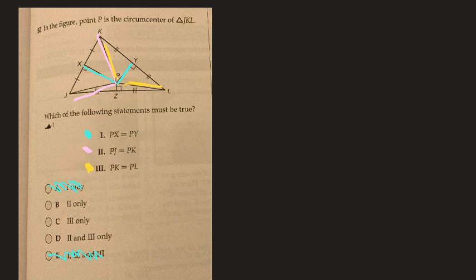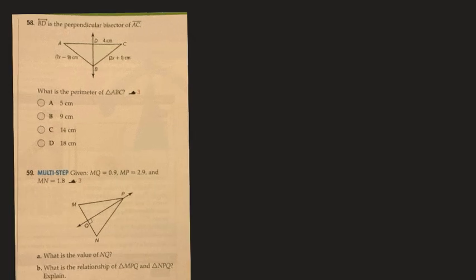All right, choice 3 is saying that yellow equals yellow. From P to K is equal to P to L. And I say that that's true, which makes choice D the correct answer. All right, here's our next question.